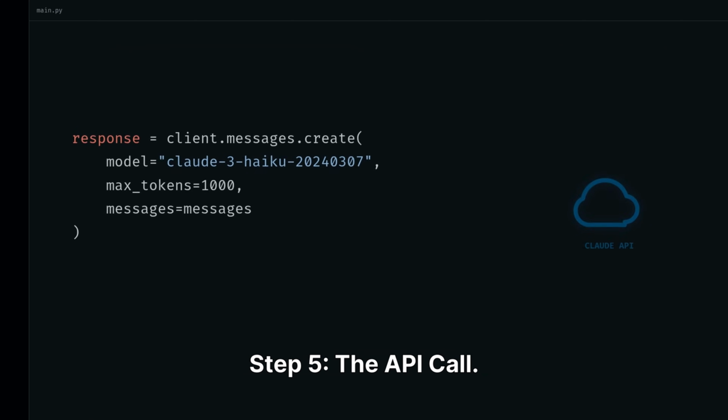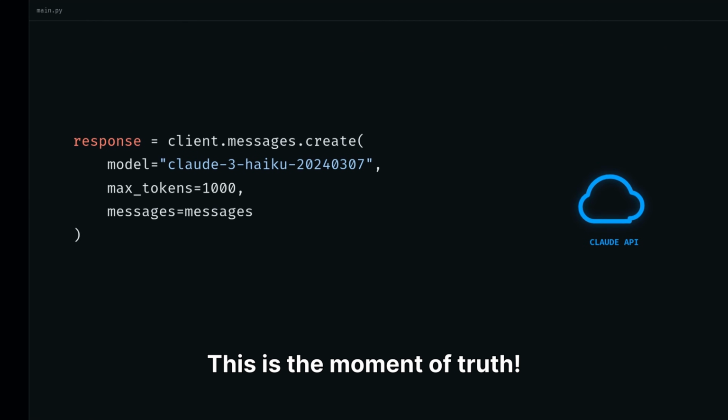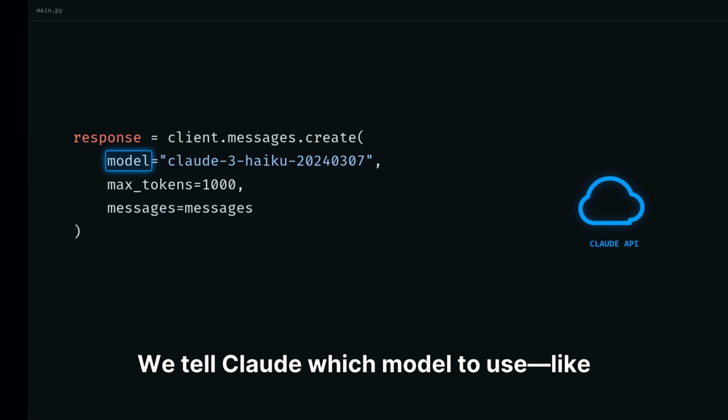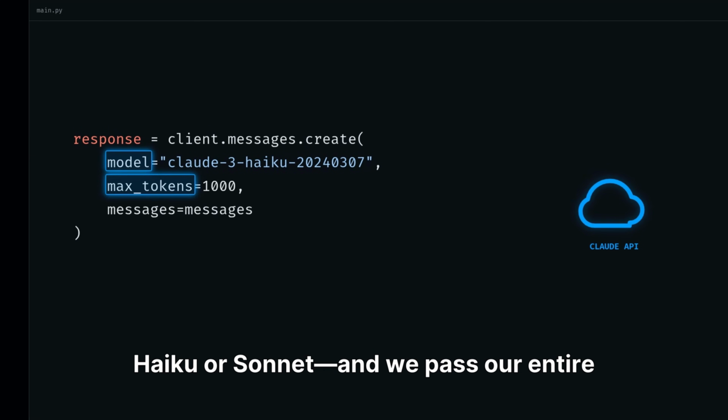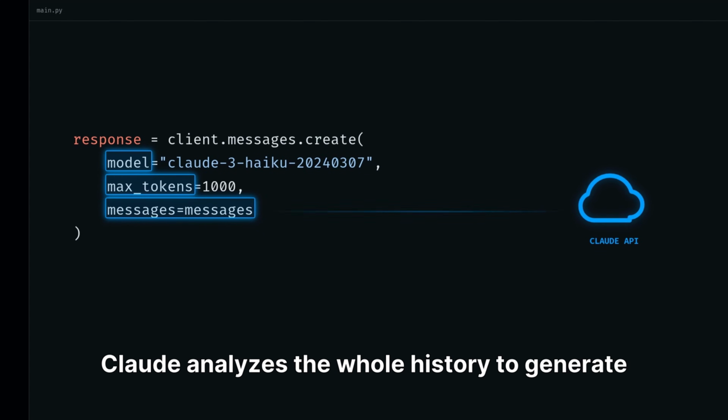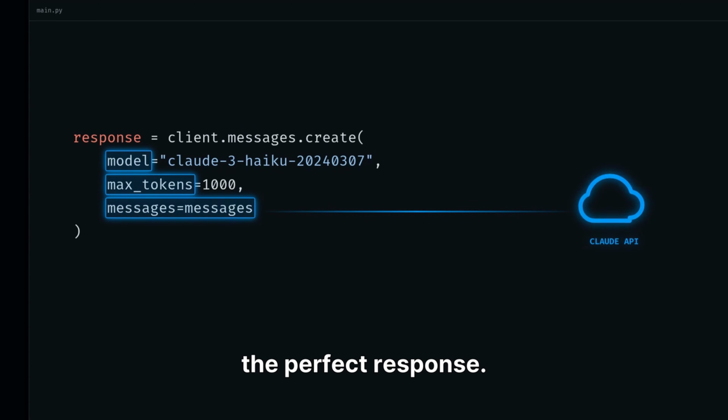Step 5. The API call. This is the moment of truth. We call client.create. We tell Claude which model to use, like Haiku or Sonnet, and we pass our entire messages list. Claude analyzes the whole history to generate the perfect response.